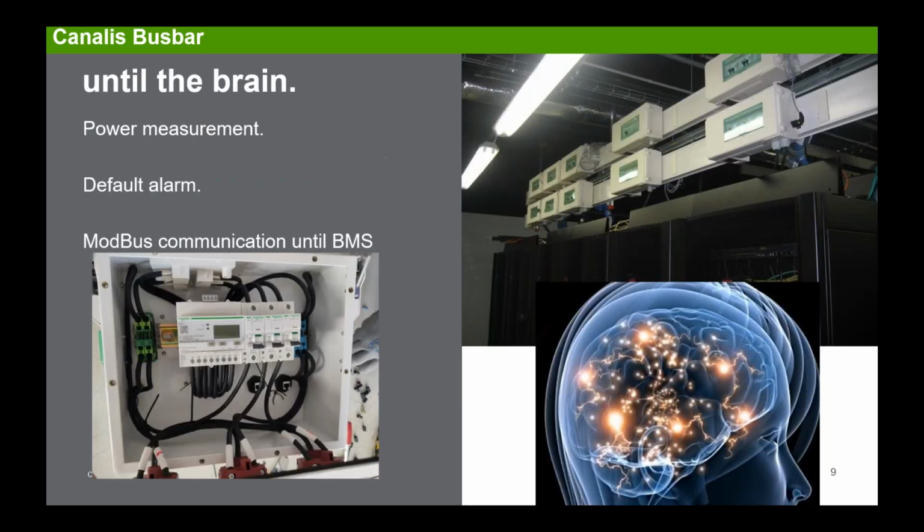And as I said, the Canalis bus bar is coming from the heart, from the main transformer, through the arteries, which are a lot of bus bar lengths distributing the power in the building or around the building, and until the brain. We consider the brain to be this type of unit that you can connect to the Canalis bus bar, and inside these tap-offs you can have different equipment.